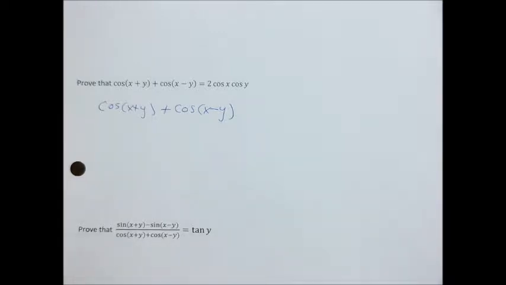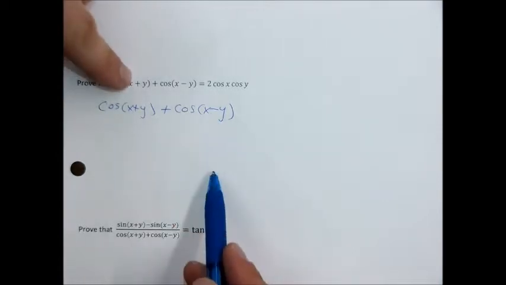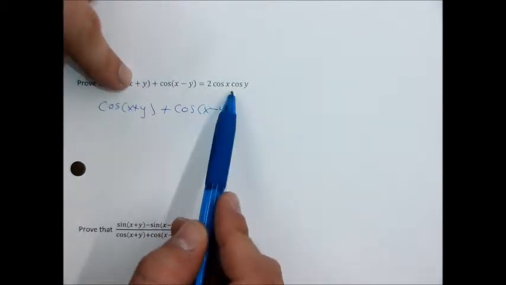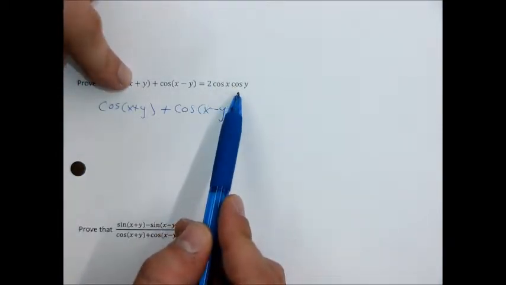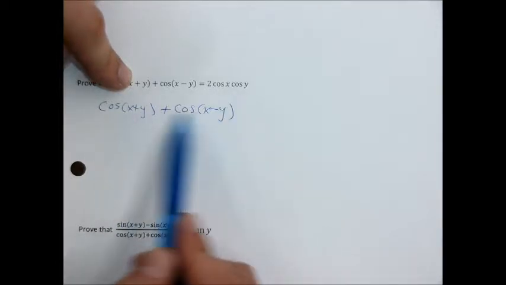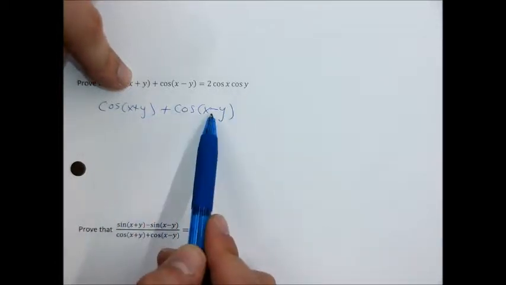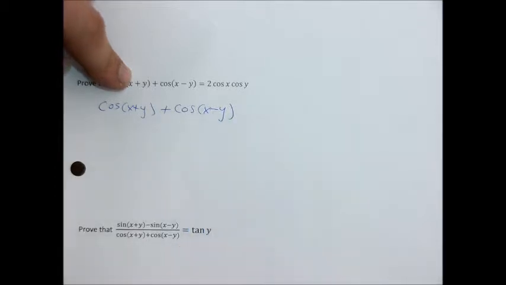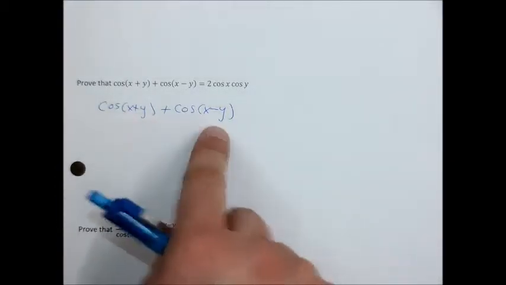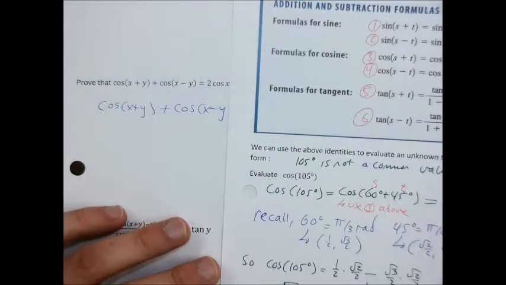So we start with the left-hand side, and the goal is to do some substitutions, and then hopefully it becomes 2 cosine x cosine y. And when we're looking at the left-hand side, there's really only one thing we can do to those. We have to use the addition and subtraction formulas we just looked at, right? And so which one do we apply to either one of those things? Which is which on that?